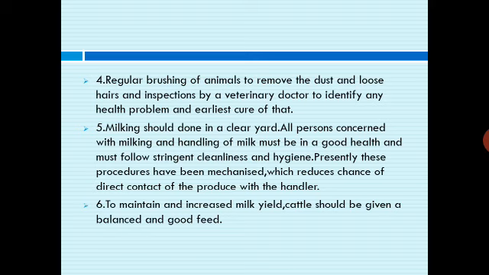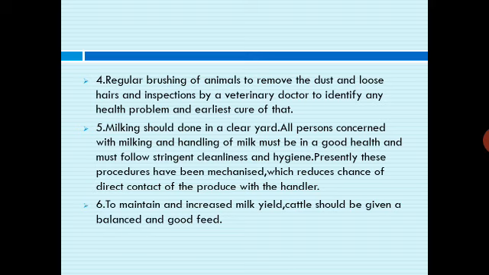Sixth one, to maintain an increased milk yield, cattle should be given a balanced and good feed. Now, feed of the cattle must contain roughage and concentrate. Roughage contains large amounts of fibers of hay, fodder, legumes, cowpea, etc. The concentrate is a mixture of cereals like maize, jowar, oat, barley, broken grams, cotton seeds, molasses, groundnut cake, moistened in water. These are rich in protein and other nutrients.